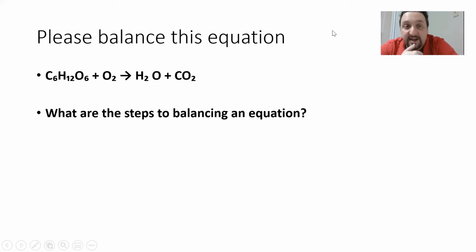So this is our first example. This is propane, carbon 6, hydrogen 12, oxygen 6, plus oxygen creates water and carbon dioxide. What type of reaction is this? That's right, it's a combustion reaction. Now, the steps to balancing it out, let's first write on a piece of paper, and we're going to write out the elements in here. We have carbon in here, we have hydrogen in here, and we have oxygen.